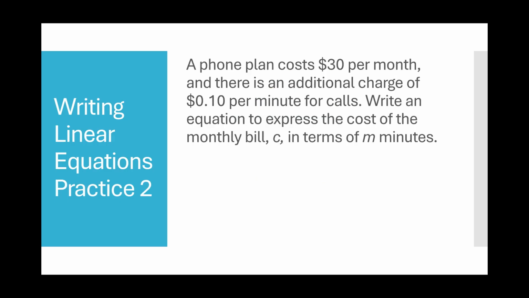Next up, we have a phone plan that costs $30 per month. Per is an important word. And there's an additional charge of 10 cents per minute for calls. Write an equation to express the cost of the monthly bill C in terms of M minutes. So this is a bit confusing off the top because we have per 2 times. But let's focus back on what the question is asking us for. It's asking for the monthly bill.